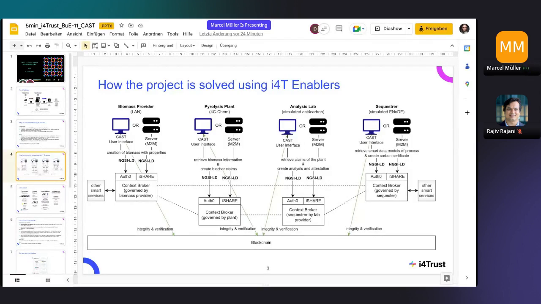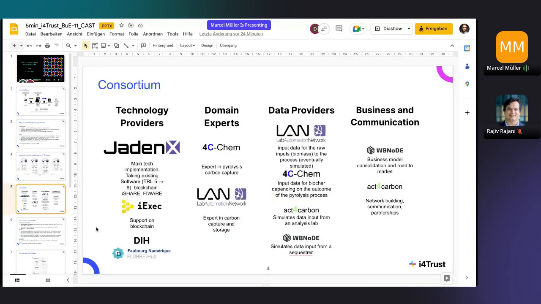Building such a system that puts attestations and the roots in the form of a hash on a blockchain to preserve integrity and to create a real end-to-end shared audit trail that we can use and hopefully make the whole system better. Our consortium consists of technology providers, my company JadenX, and iExec, a French blockchain company. We have 2 domain experts in chemistry and carbon capture research, 4C GEM and Lab Automation Networks. We have in our project 4 different data providers that will simulate the one end-to-end process for the experiment.